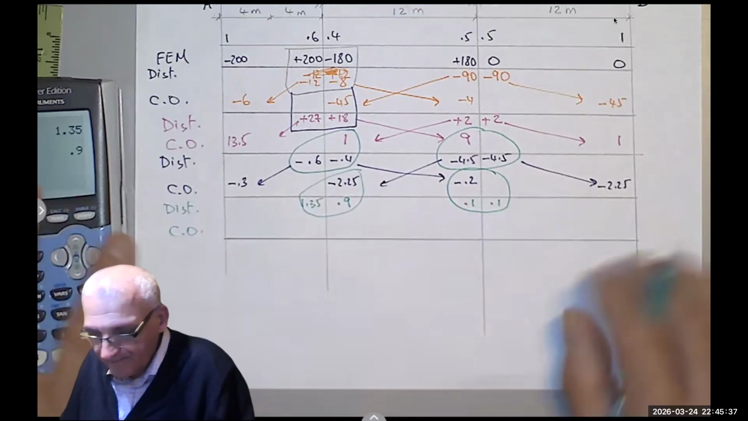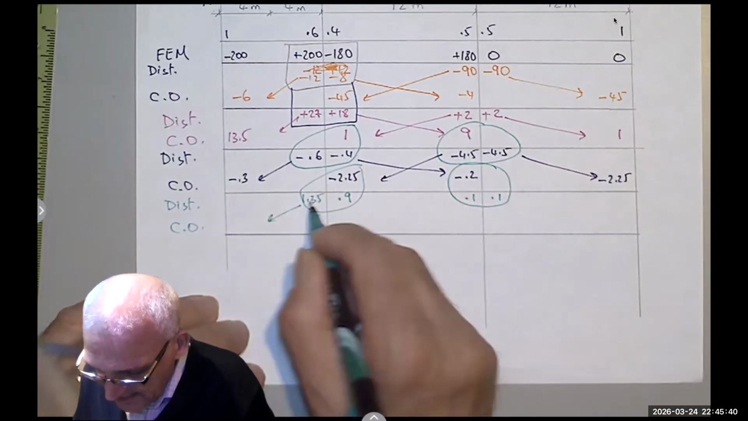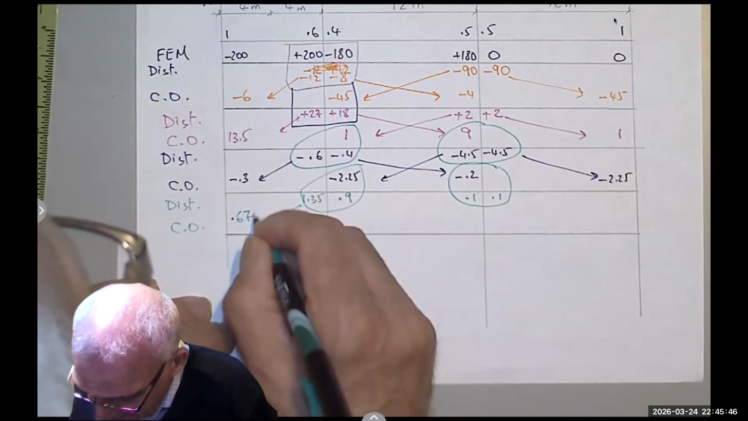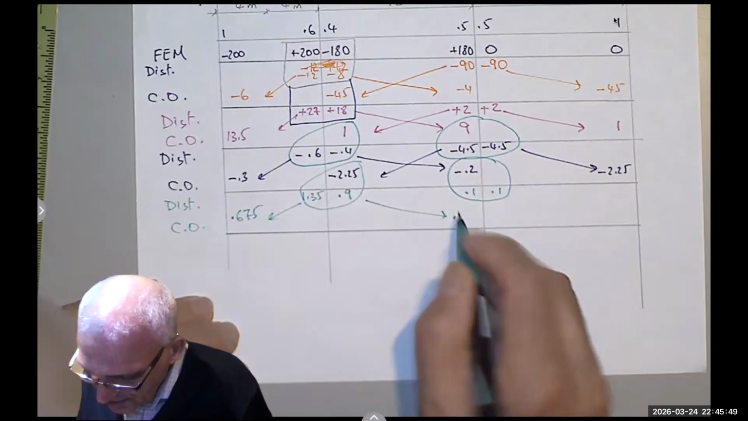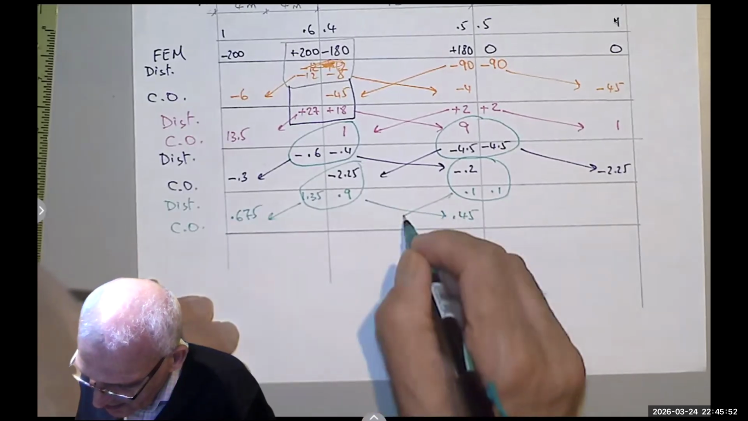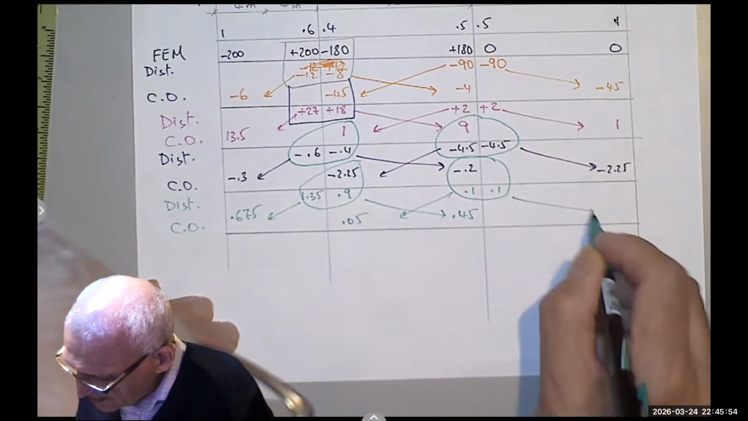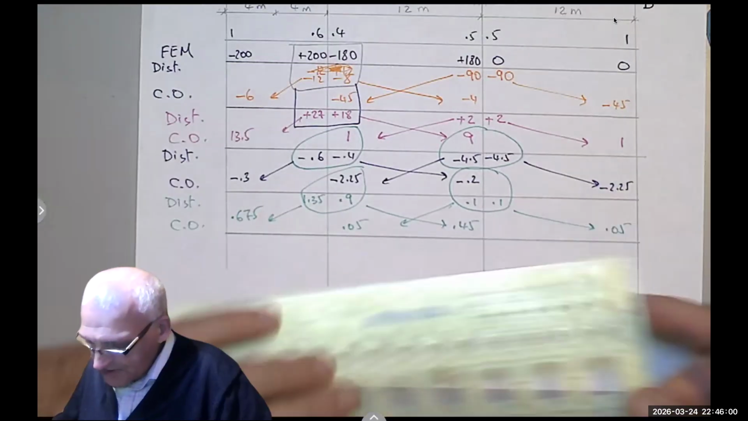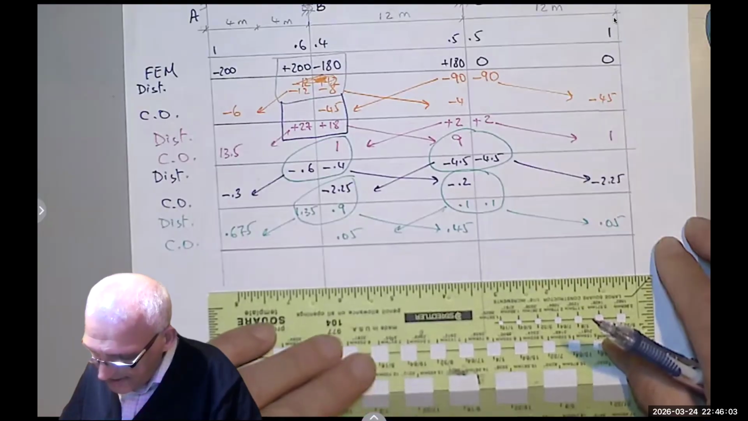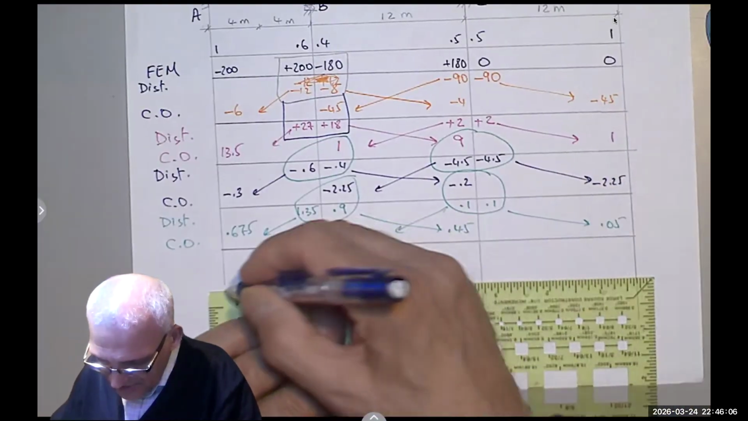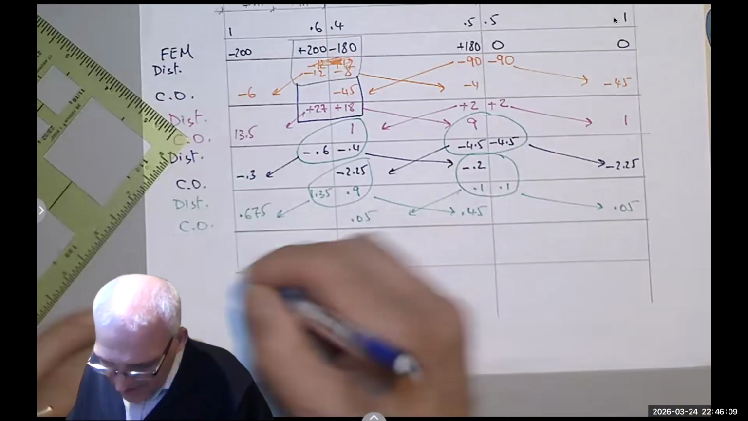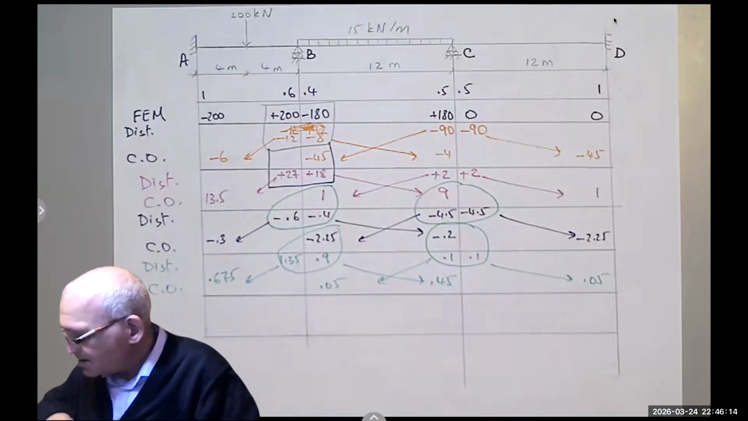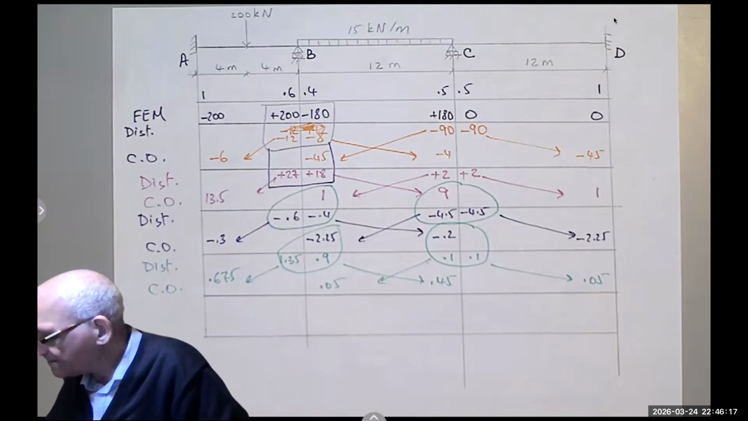Again, these are 0. I'm going to take half of that, 0.675, 0.45, 0.05, 0.05. Maybe one last iteration and we can stop, because really it's accurate enough, right? If you have a bending moment, you know, close enough.